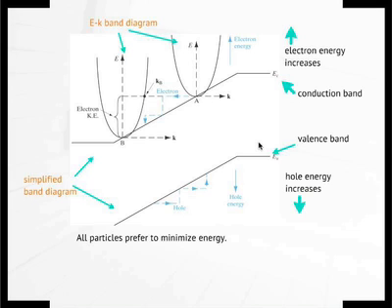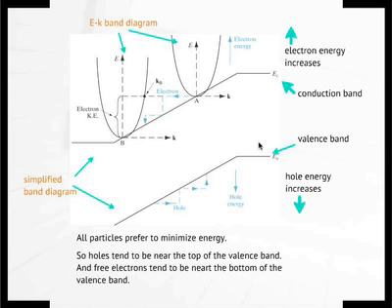All particles prefer to minimize their energy. So holes tend to be near the top of the valence band in general, and electrons tend to be near the bottom of the conduction band, which we know. But when you apply an electric field, they also tend to minimize energy. That's another way to think about current flow.